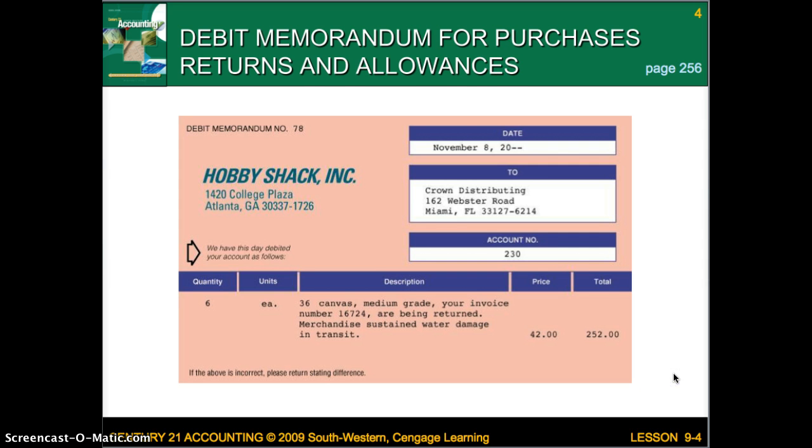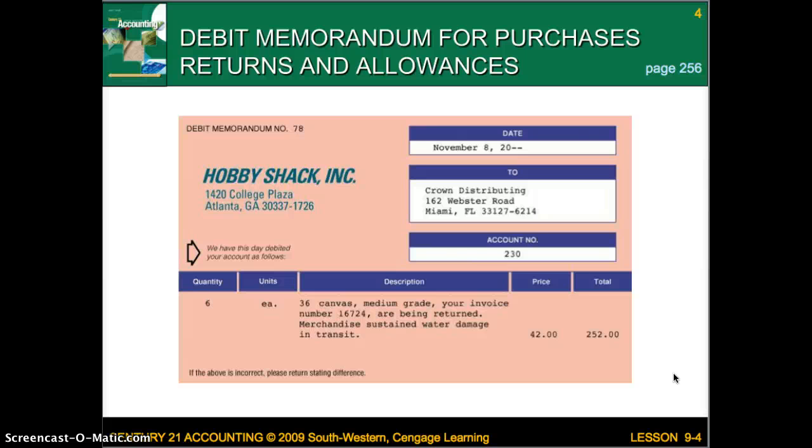Okay. Debit memorandum for purchases, returns, and allowances. Let me just read it from the book so that you get it perfectly. Credit allowed for the purchase price of returned merchandise resulting in a decrease in the customer's accounts payable is called a purchases return. Credit allowed for part of the purchase price of merchandise that is not returned, resulting in a decrease in a customer's accounts payable, is called a purchases allowance.